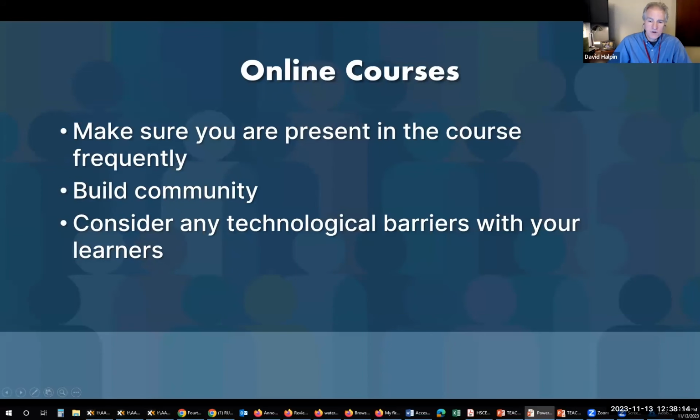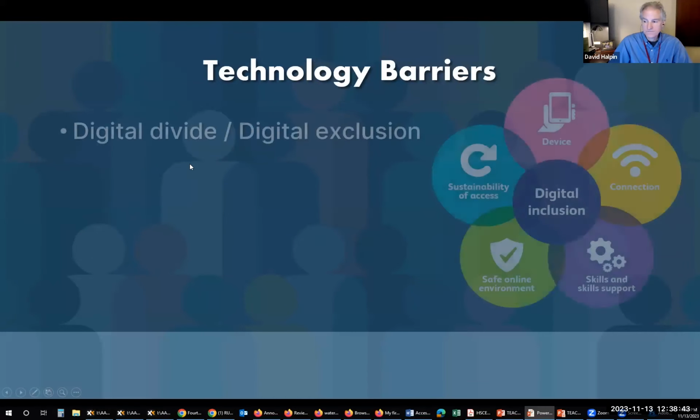And then a couple of notes for online courses to make students feel more included. Make sure you're present in the course frequently. Instructor presence is the most important best practice for an online course. And you also have to look for ways to build community, to get the learners interacting. And then consider technology barriers that your learners may have. That's also another critical point.